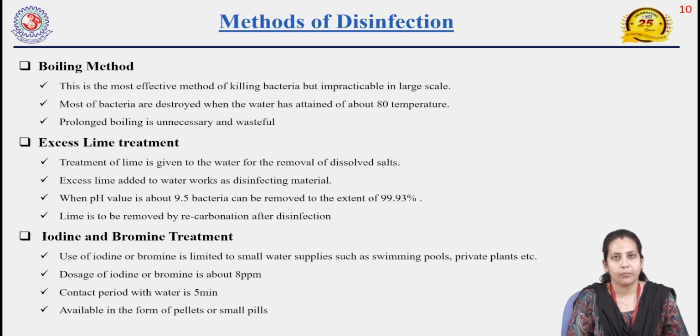Next is iodine and bromine treatment. Basically, you must have seen that iodine and bromine are limited to small water supplies like swimming pools and private plants. Their dose is about 8 ppm, or 8 milligrams per liter. The contact period is 5 minutes, and they are available in the form of pellets. These iodine and bromine are available as small pills, which we can put in a swimming pool to clean the swimming pool area.